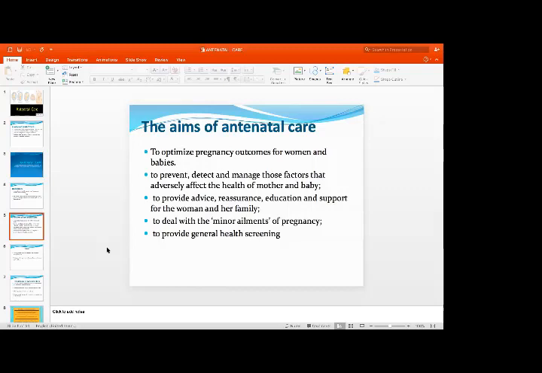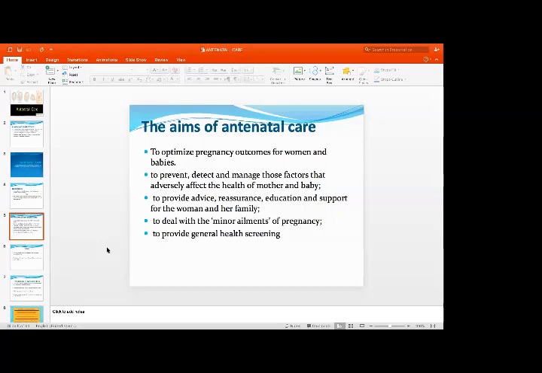The second aim is to prevent, detect, and manage those factors that adversely affect the health of mother and baby. So we have to identify the high risk factors which will affect her pregnancy. To provide advice, reassurance, education, and support for the woman and her family. So we have to educate and give certain advice and psychological support for the patient and her family.